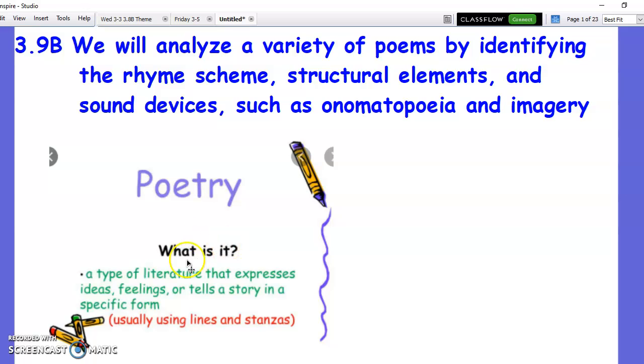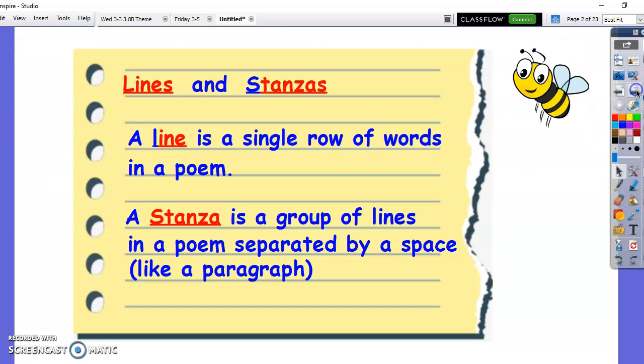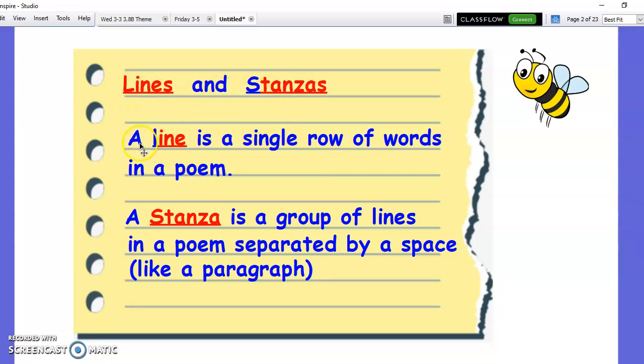What is it? It's a type of literature that expresses ideas, feelings, or tells a story in a specific form, usually using lines and stanzas. So that's the first part of what we're going to get into, is what are lines and stanzas. A line is a single row of words in a poem. A stanza is a group of lines in a poem separated by a space, like a paragraph.